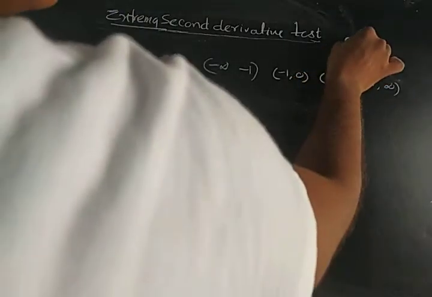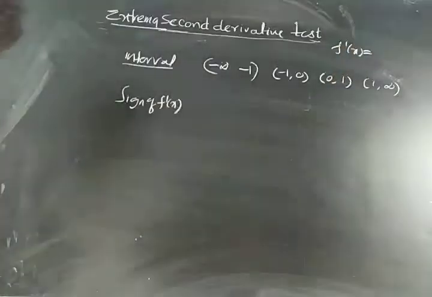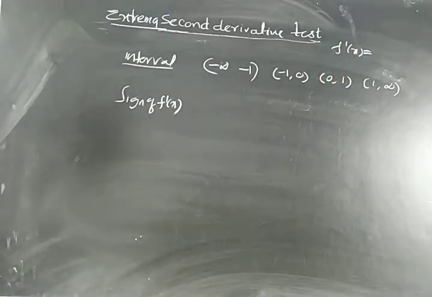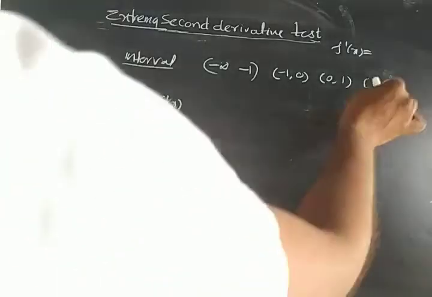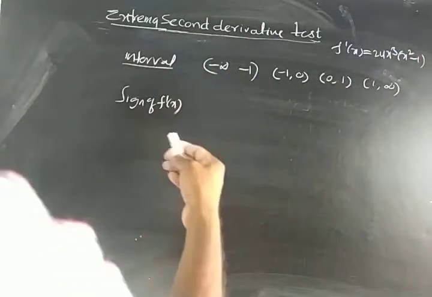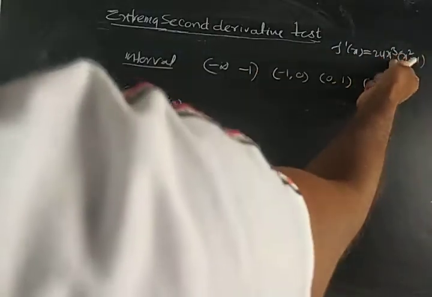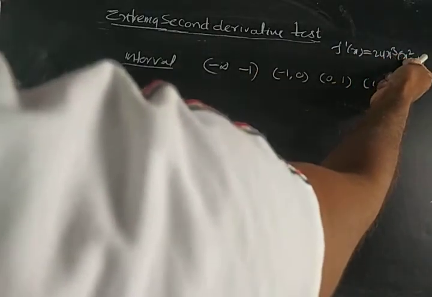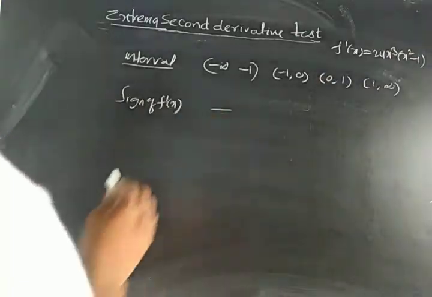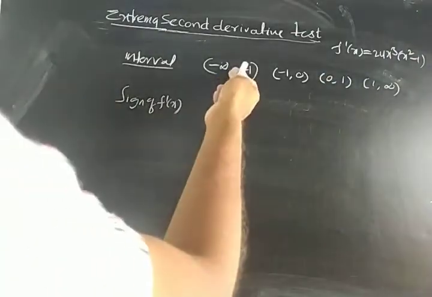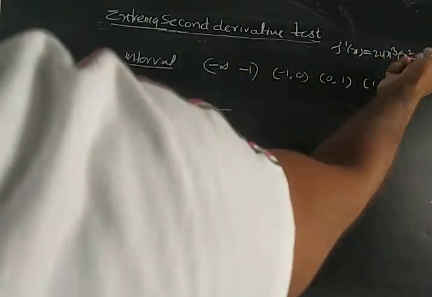What is the f dash of x function value? F dash of x we got as 24x cube into x square minus 1. So on the left-hand side of -1, take -2 here. Minus 2 whole square is positive, so you are getting negative here. Take any one number and substitute in this. Check the sign alone.